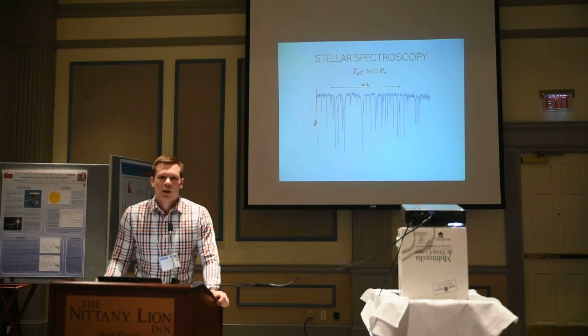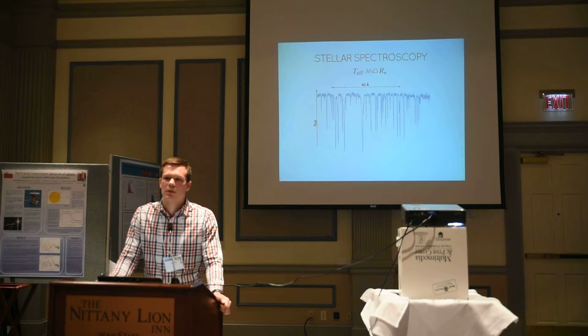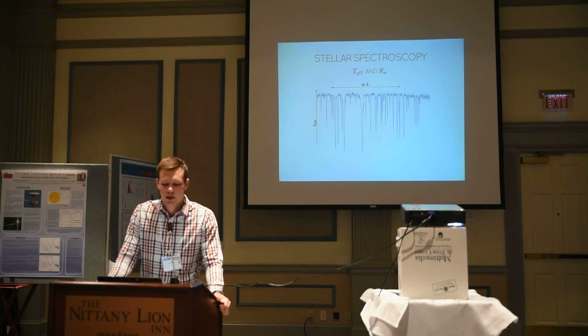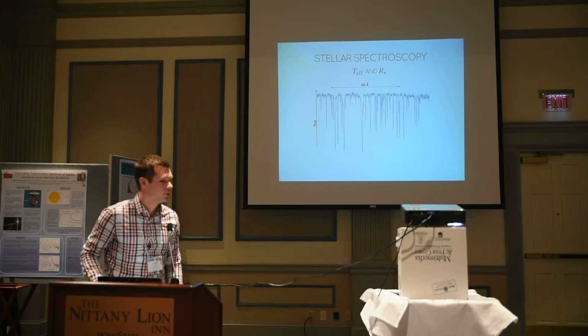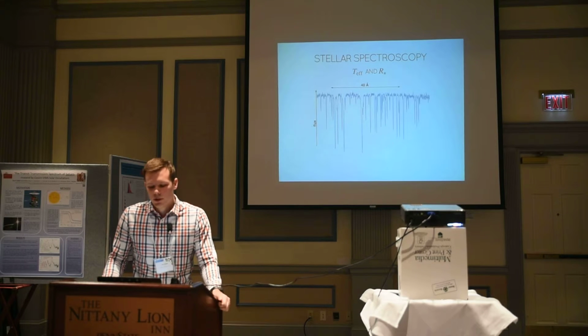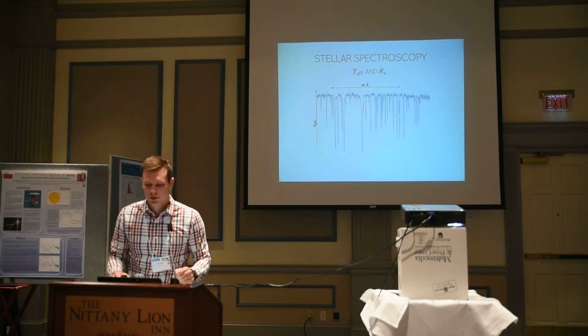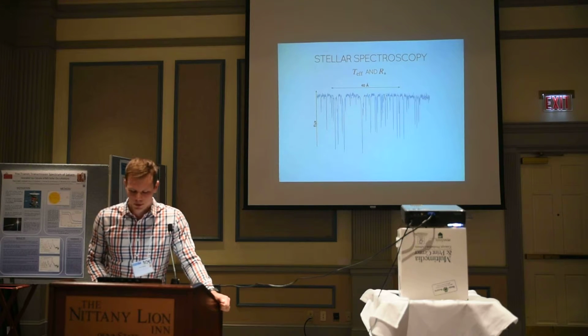So the second part, which I'd like to talk about, is how do we use stellar spectroscopy to determine the stellar properties. Here's a spectrum of a star that's slightly hotter than the sun, and you can see that there are many absorption lines. So if you're going to determine the temperature and the radius of the star, traditionally what you do is have a model that predicts the spectrum as a function of those parameters.